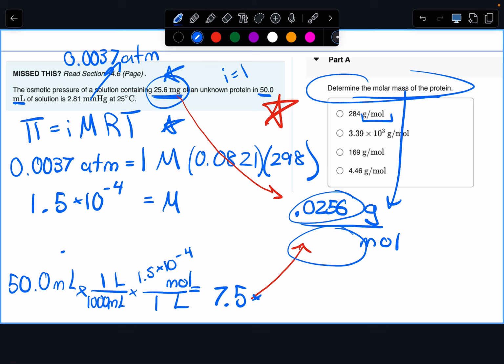I've got to figure out how to force my calculator to put this in scientific notation. 1, 2, 3, 4, 5, 6. Okay.